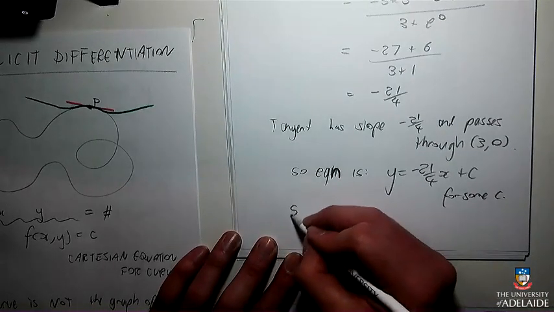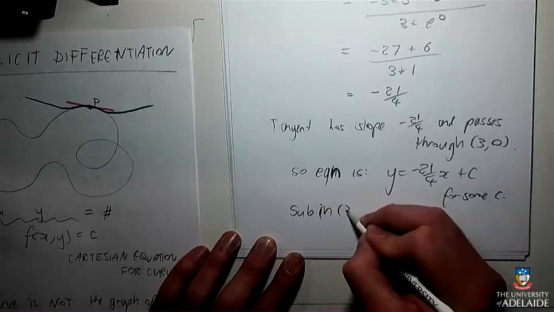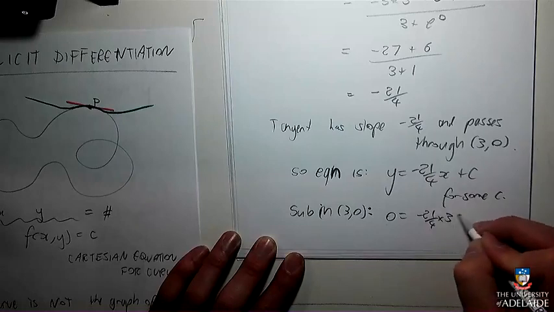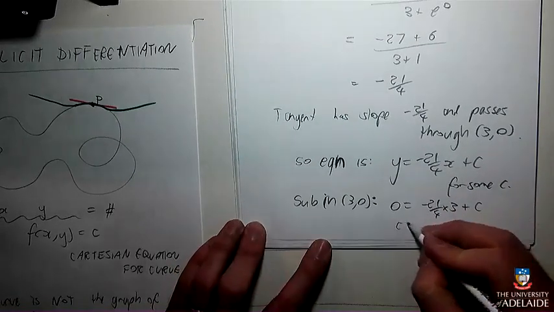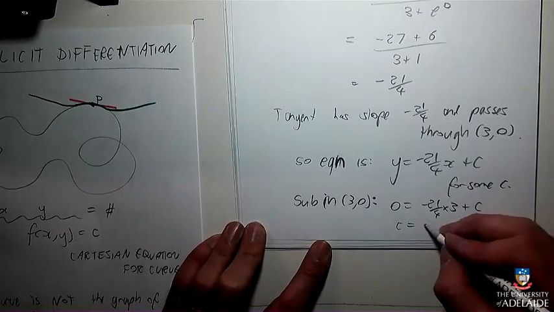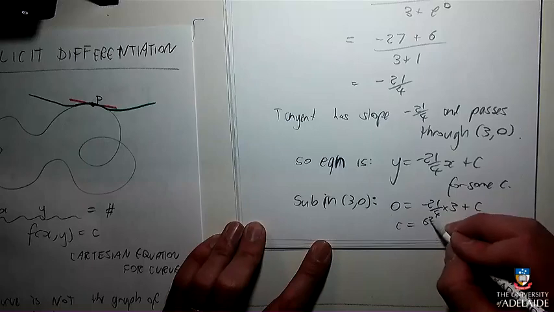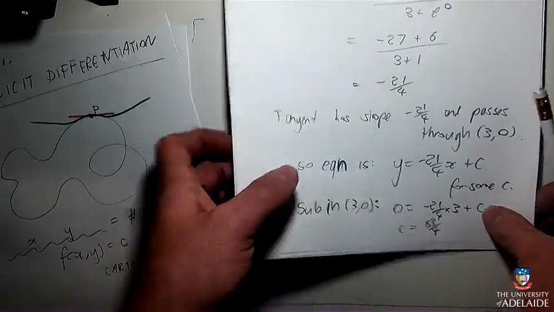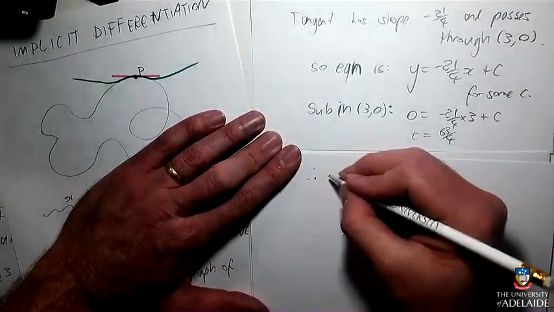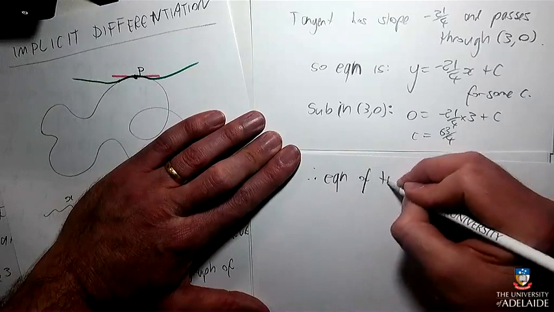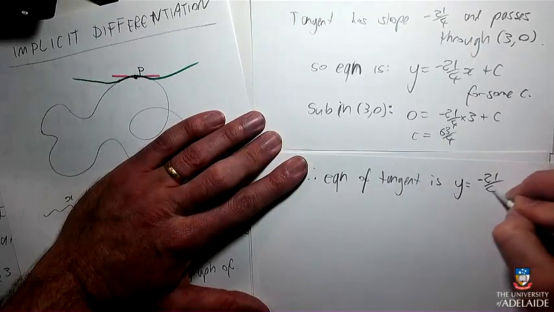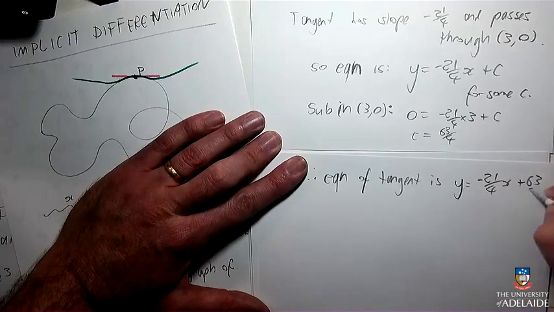We know that if I sub in 3, 0, it'll work. And so c is, well, plus that, which is 63 over 4. Ah, and it fell onto the next page. How disappointing. So therefore, the equation of the tangent is y equals minus 21 over 4 x plus 63 over 4.